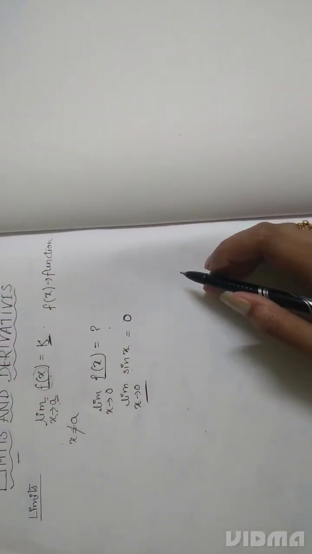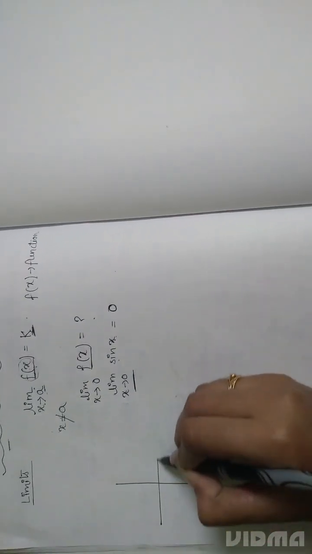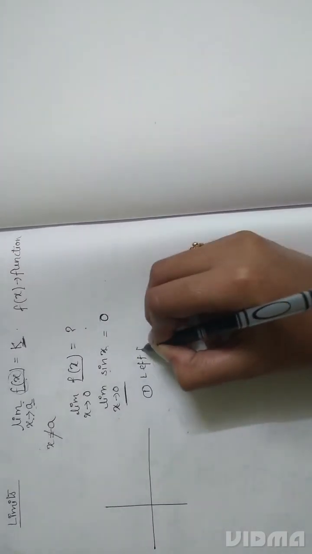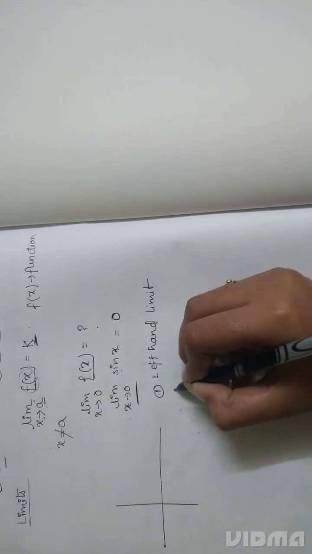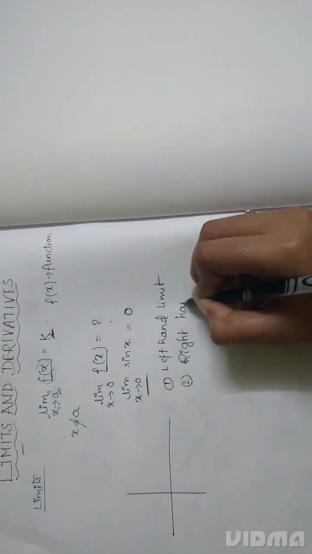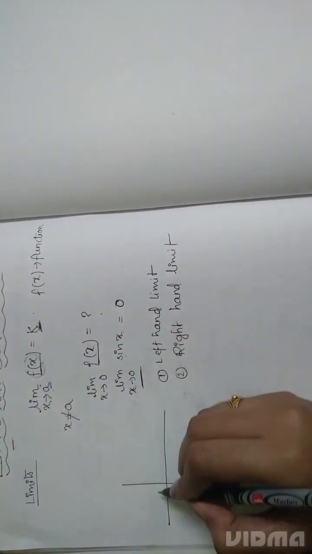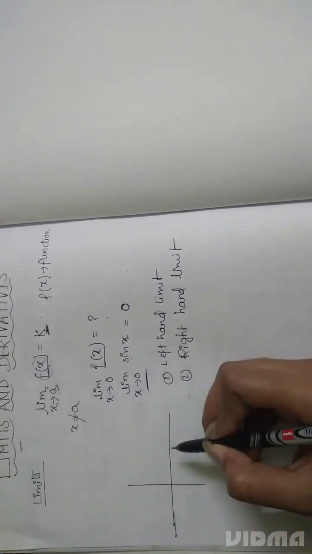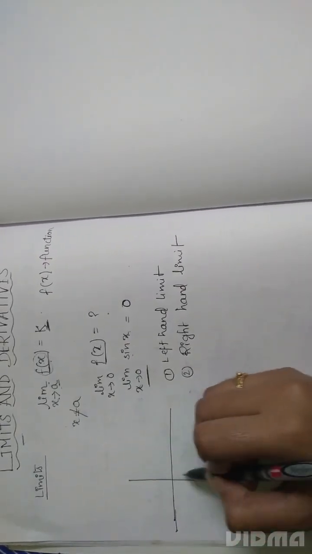Now limits are generally divided into two types. What are they? First one is left hand limit. Second one is right hand limit. Okay. So our left hand limit is, this is our axis, x-axis and y-axis.